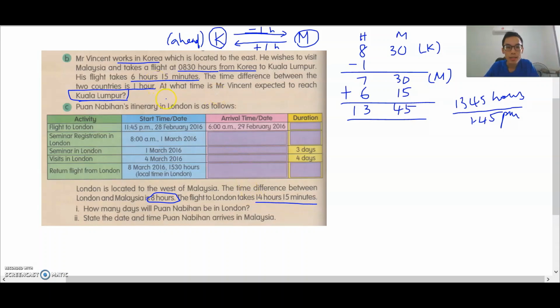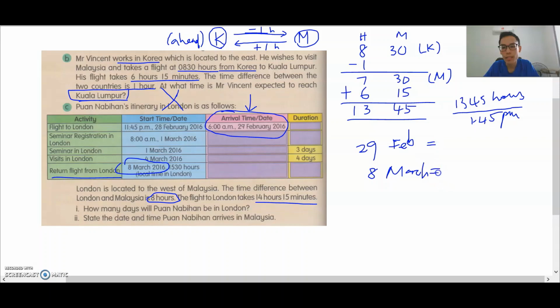Okay, now when does she arrive in London? This is the arrival time. Okay, you don't look at this starting time, yeah? This is the flight to London. The time that she arrives in London is this. So the starting date is actually 29 February. This is the date she begins her trip in London. And what time does she leave? Okay, can you see return flight from London? So she actually returns on 8 of March. So we need to calculate how many days do we have here.